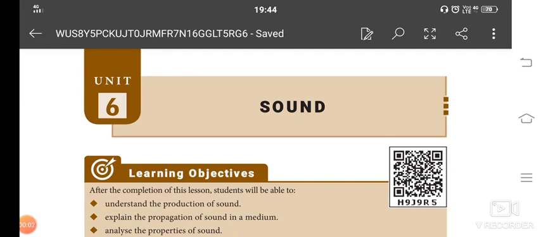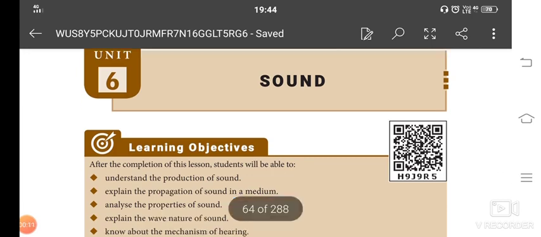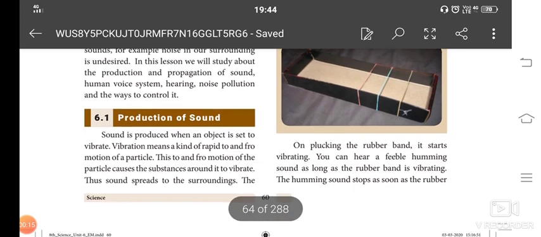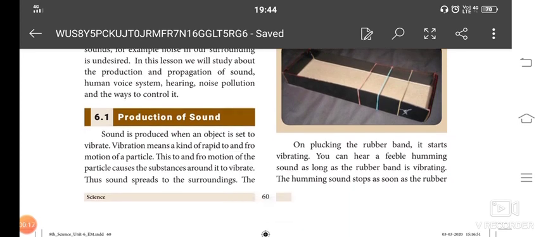Good evening, children. Now we are going to discuss a new lesson, sound. This lesson belongs to physics. Sound. We know very well this word, sound. How has this sound been produced? When an object is vibrating, it can produce a sound.